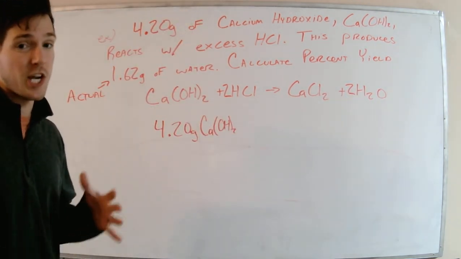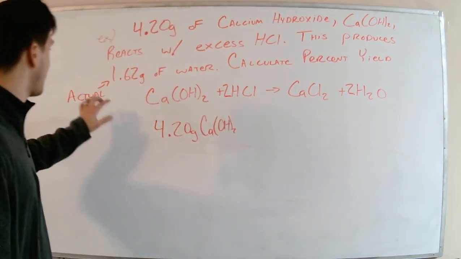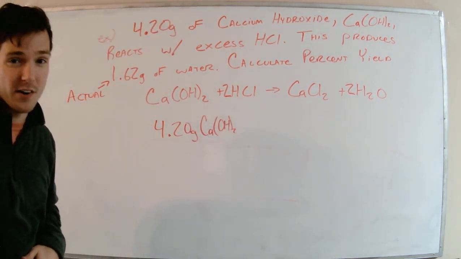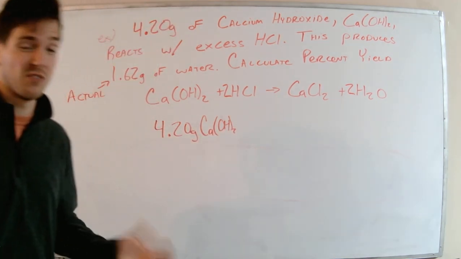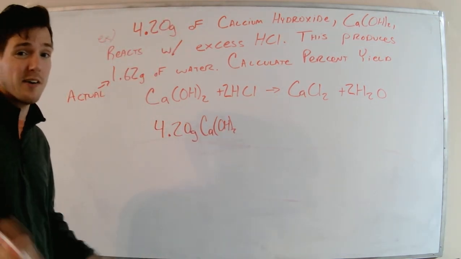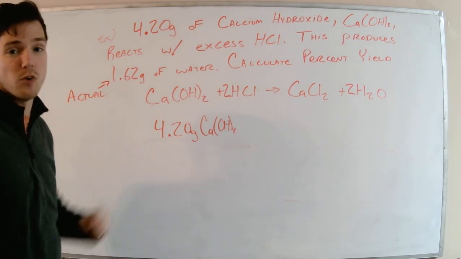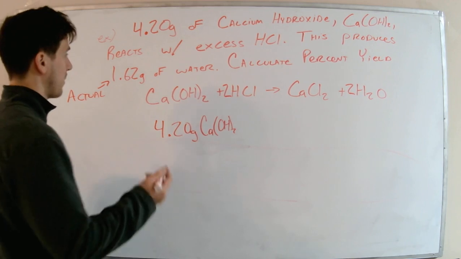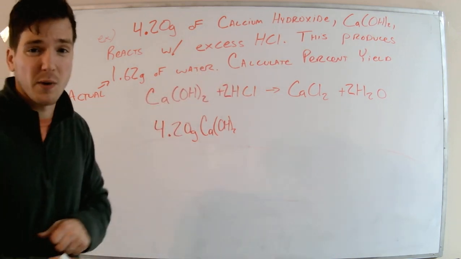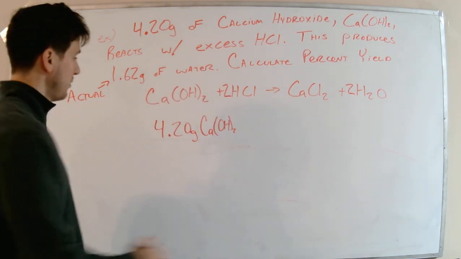We know we are changing it to water because they gave us the actual of water, right? So we're going to need the theoretical of water. It wouldn't help us to get the theoretical of CaCl2 because we're not comparing those. We're comparing the actual of water with the theoretical water. So let's go ahead and do this stoichiometry-wise. Let's make sure this equation is balanced. It is. I did that for you. You're welcome.